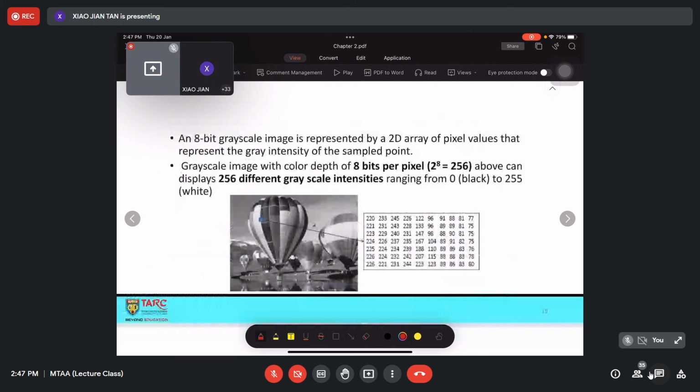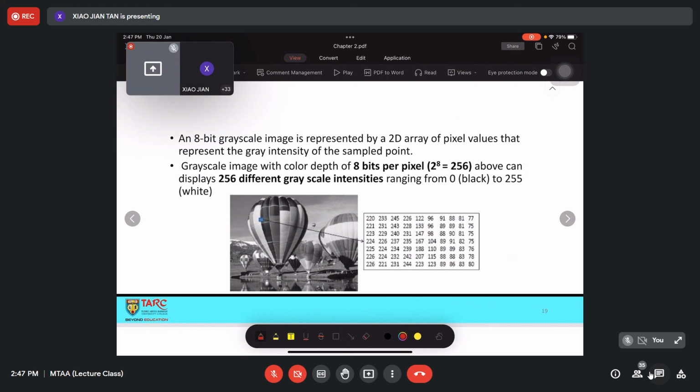An 8-bit grayscale image is represented by a 2D array. Again, all the images are in 2D. It depends on how many layers it has. For example, black and white has only one layer. Grayscale, only one layer. But for RGB, because you have red, green, and blue, you have 3 different layers. So basically, you just superimpose the red layer on the green layer, on the blue layer, and you will get a color image.